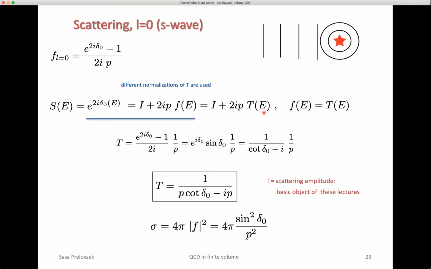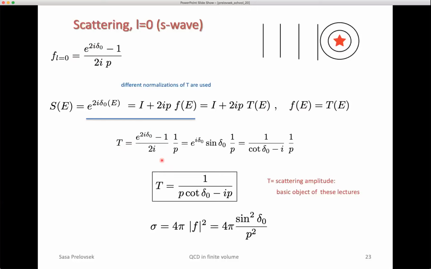So in this sense, you find that this T, the scattering amplitude, is nothing but this F that we extracted. You can use different normalizations for this scattering amplitude, but basically the scattering amplitude is telling you how much will be going out. It's nothing but this F, which was written here. So now T will be the scattering amplitude. T will be the basic object of this course. It's basically given by the phase shift, of course.